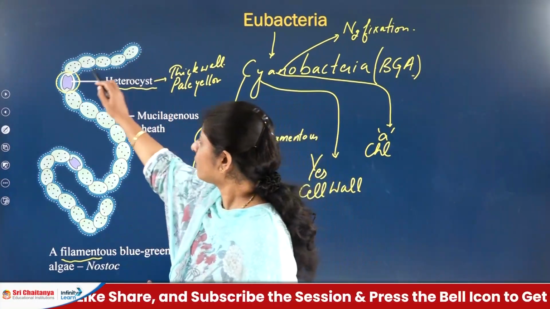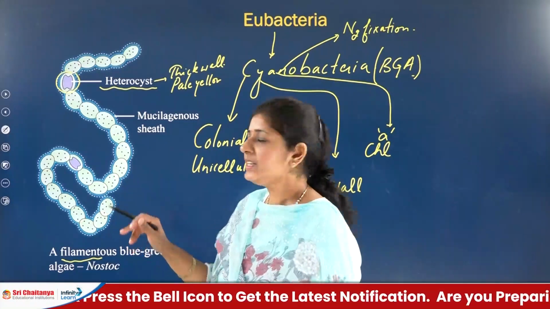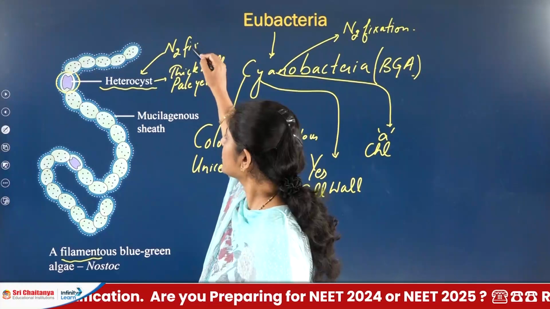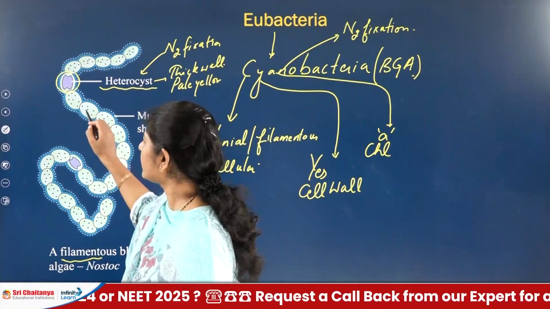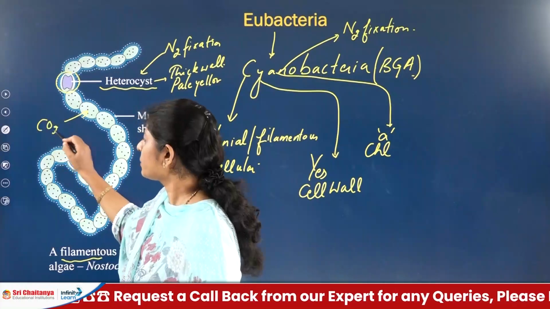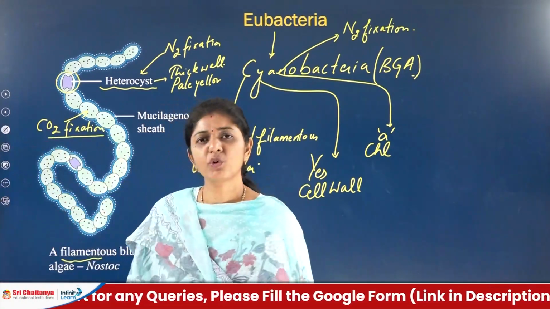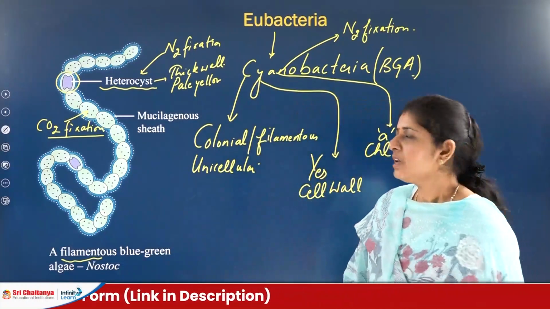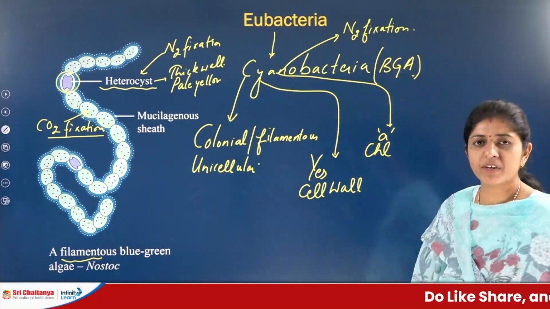So can I say the rest of the cells are photosynthetic? A very important point: in the heterocyst, what fixation happens? Nitrogen fixation. That means in the other cells, the green cells, what is happening? Here carbon dioxide fixation will happen. What is carbon dioxide fixation? Photosynthesis only, as these are green photosynthetic cells, right? So this is one of the features. By N, I mean nitrogen fixation.